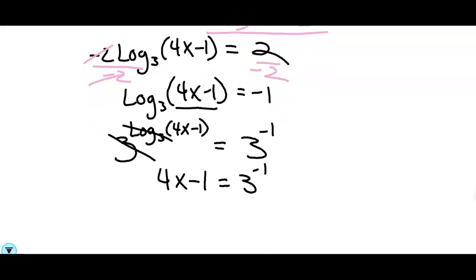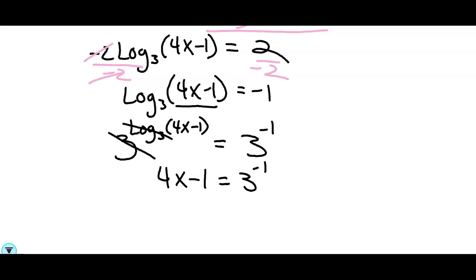So we're not done. We still need to solve for x. Now, here's the thing. You could do what Steve did, and you could change this into what? 1/3 if you want. But I don't want to get into all that stuff. I don't think they're going to give us problems like that anyway. I'm just going to leave it as 3 to the negative 1, if that's okay with you guys. Okay. So if I want to solve for x, though, what would I do? We're going to add 1 to both sides.